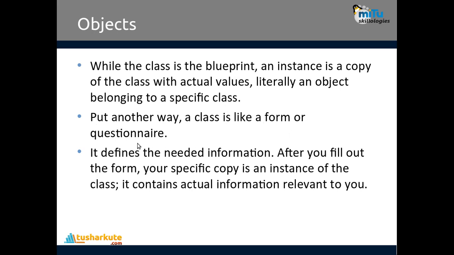A form is given. For example, I am giving a form to everyone, 10 persons. Everyone has the same form, but the information that they fill inside the form is different. So the form is a class, and once the information is put inside it, every form having different information, that filled form is called an object. After you fill out the form, your specific copy, an instance of the class, is created. That means 10 separate instances of that form are created.